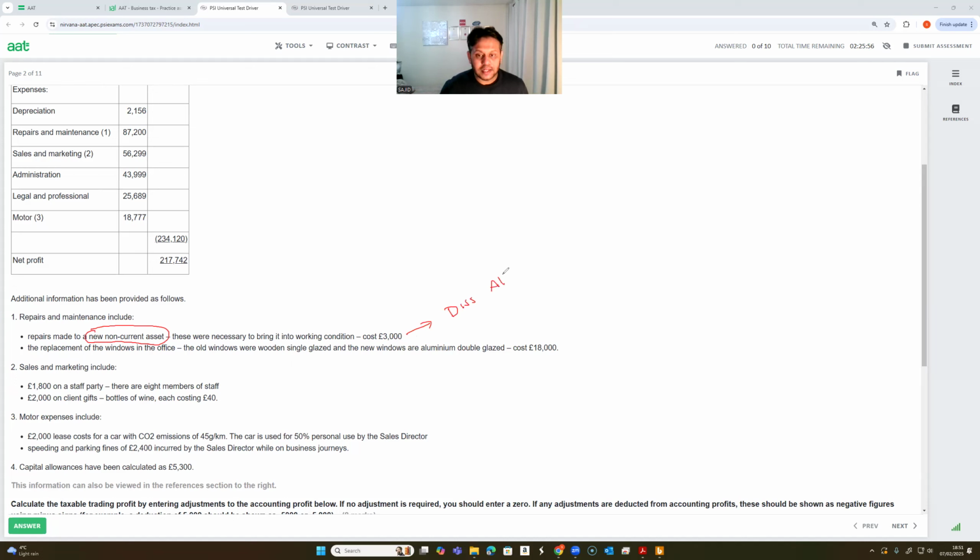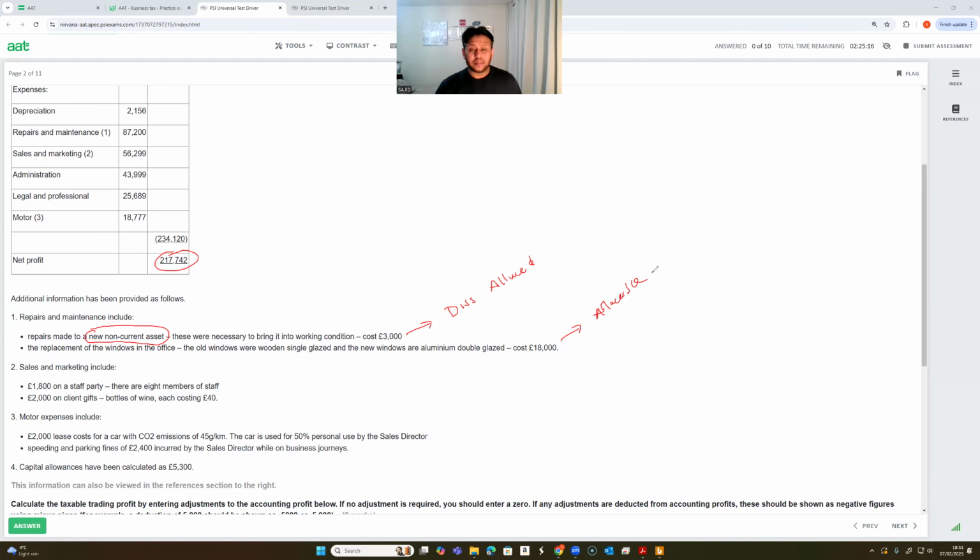So disallowable expenditure. When there's a disallowable expenditure, what does that mean? We have to add it back. We have to bring it back and we have to add with the net profit. Because this one I have deducted, but actually I'm not allowed to deduct this one as expense, so I have to add it back. Very important to understand. The next one is the replacement of the window in the office. The old window were wooden single glaze and the new window are aluminum double glaze, cost 18,000. Now this one is allowable.